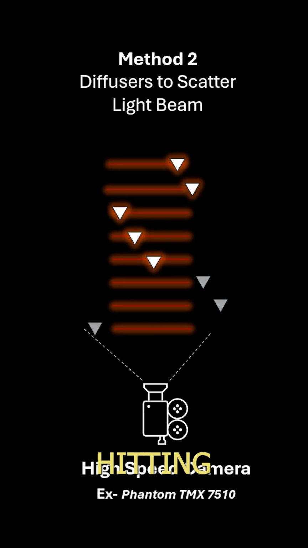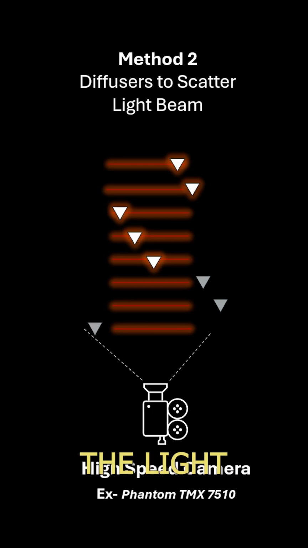If the beam is hitting any diffuser, the same will get illuminated, similar to the particles in method 1. And if the beam continues to hit it, or it's still passing through the diffuser, the same will remain illuminated.